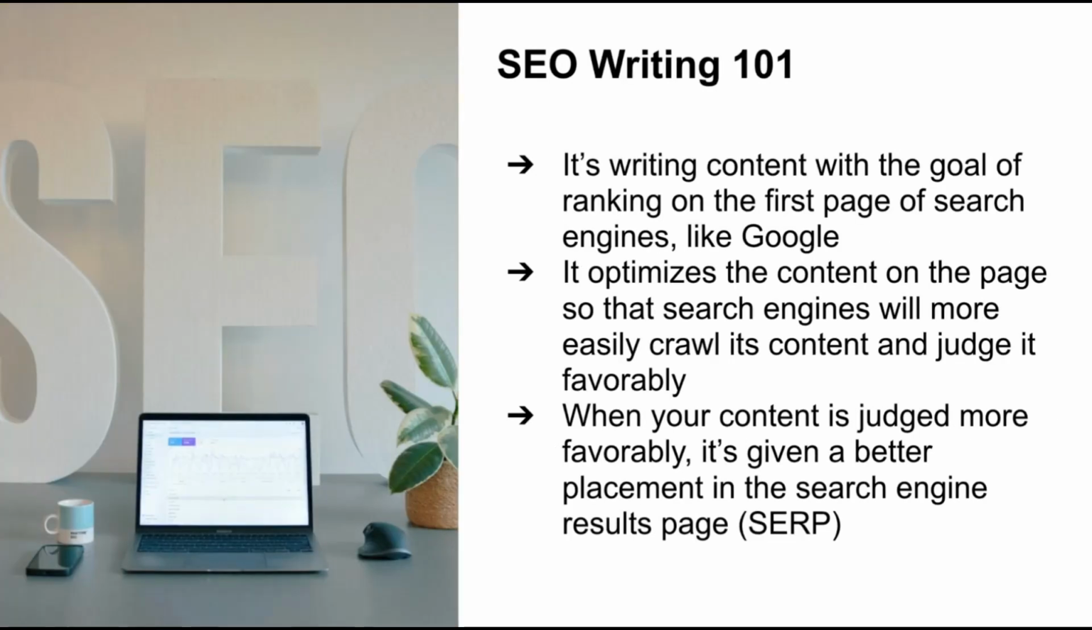When you're creating content for search engine optimization, you want to make sure that over time your content is ranking on the first page of a search engine like Google so that it's easier for people to find your information. The more you optimize your content on your web pages, the more likely it is that the search engines will easily crawl the content and judge it more favorably. When your content is being judged more favorably, it's also given a better placement on the search engine results page, known as a SERP.